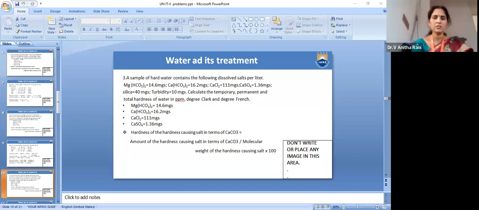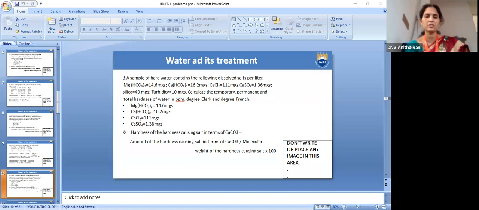So now they asked us to calculate temporary, permanent, and total hardness of water in ppm, in degree Clark, in degree French. You got the answer in ppm already. Milligram per liter is equal to ppm, so you can write directly ppm. Now you can convert into degree French and degree Clark.